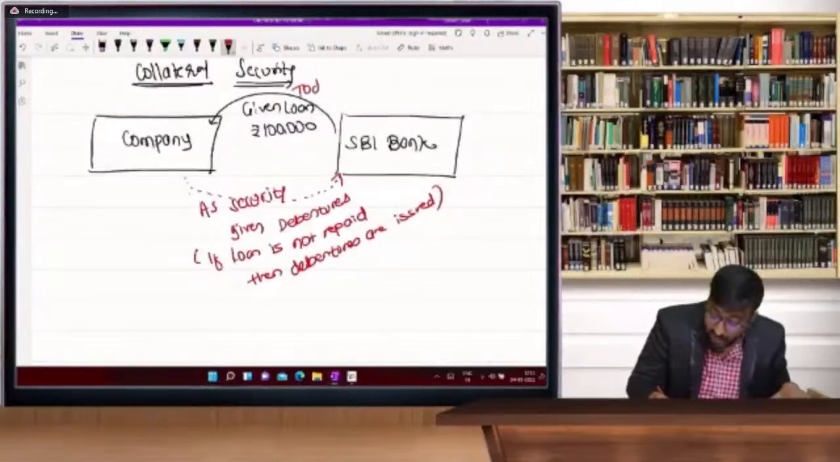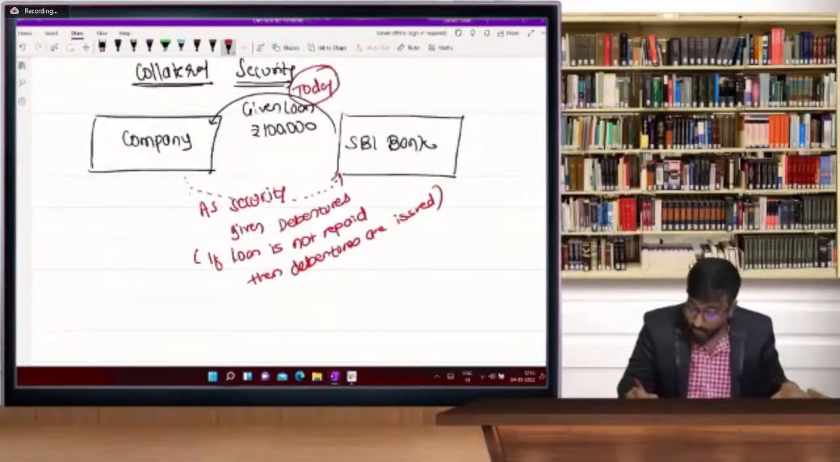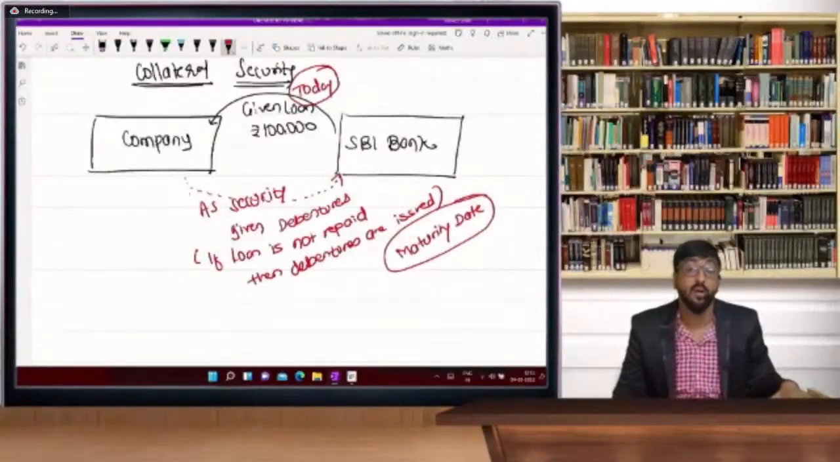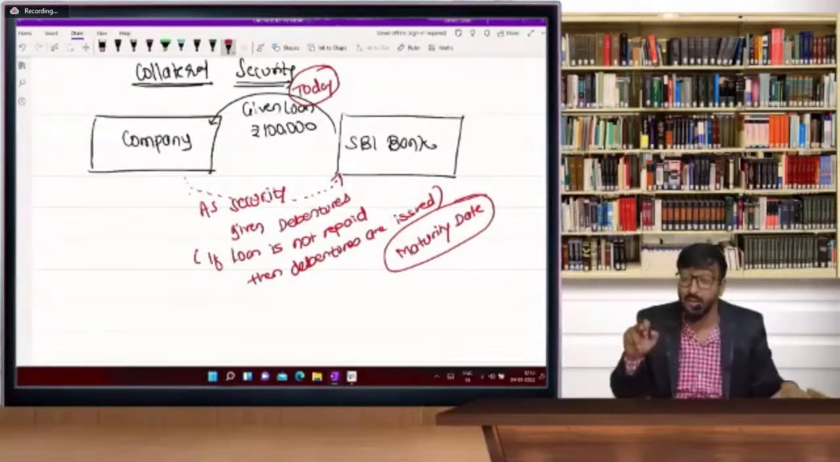So this is today, and this is on maturity date. So when debentures are issued on maturity date, if, and that is also when the loan is not paid.